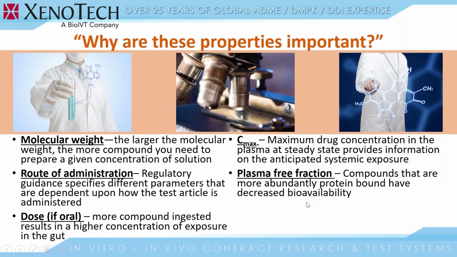Cmax is a really important thing. That's the maximum drug concentration in the plasma at steady state, and that's what tells us what the anticipated systemic exposure is, and we use that to calculate things. And then the plasma-free fraction is important as well. Compounds that are more abundantly protein bound are going to have less bioavailability, whereas compounds that are not protein bound are going to have a higher bioavailability.